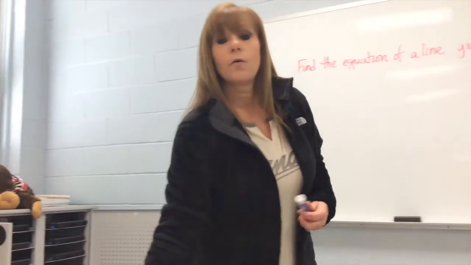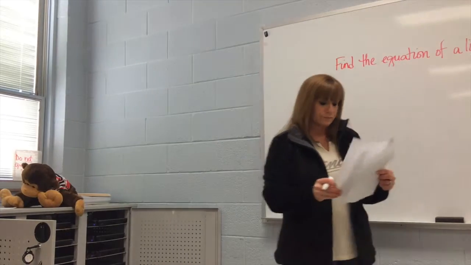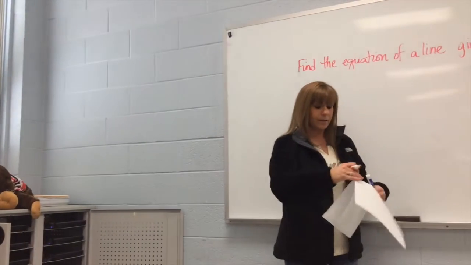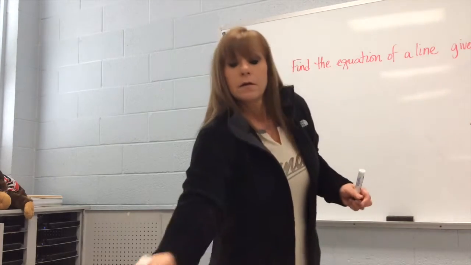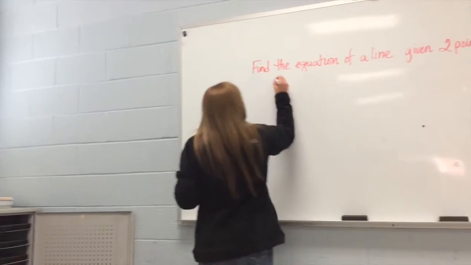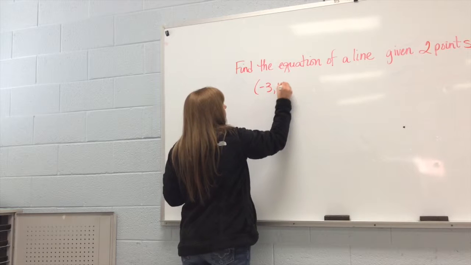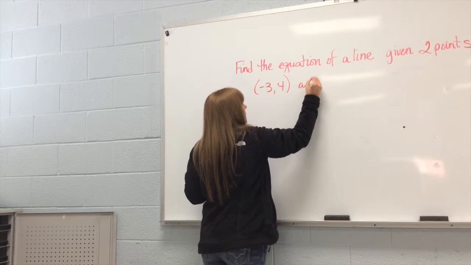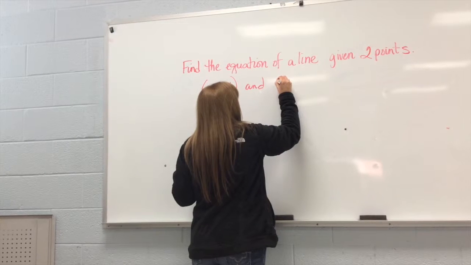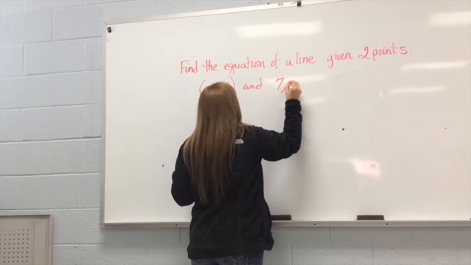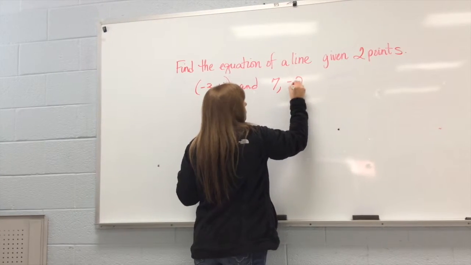Next part is we're going to find the equation of a line if we're given 2 points. So suppose I'm given the points (-3, 4) and (7, -2).